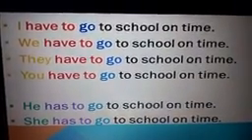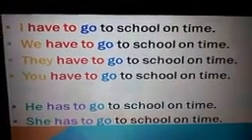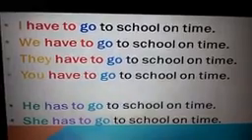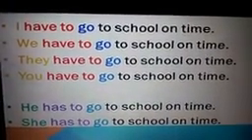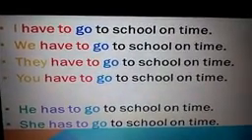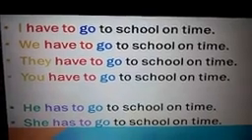In these 4 sentences, what is the only difference? The only difference here is the pronouns. We have I, we, they, and you in yellow. Okay, the rest of the sentence is exactly the same. So we can deduce that I, we, they, and you are followed by have to.